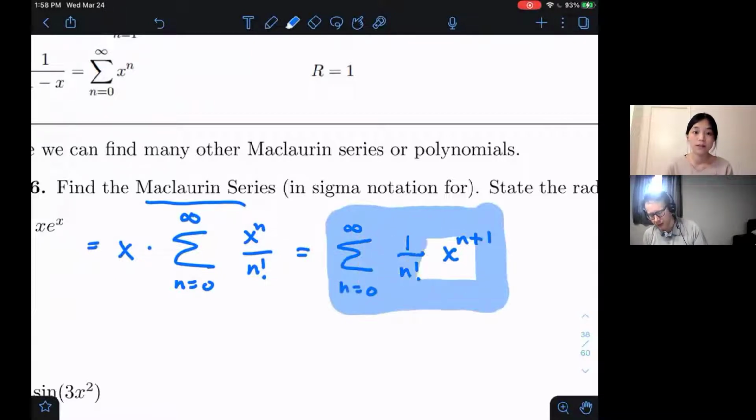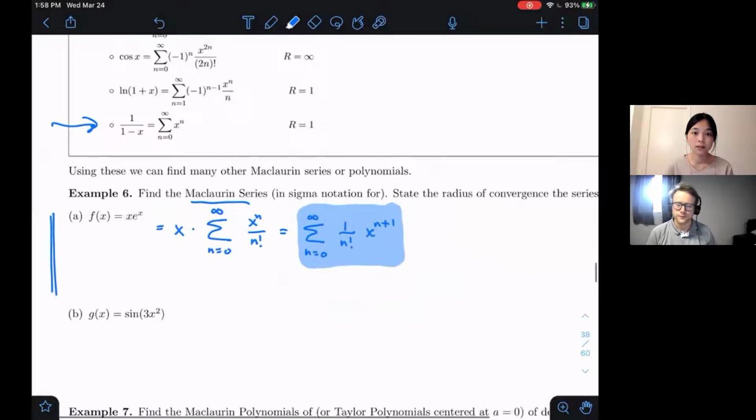Of course, if you have some reason why you need to figure out the coefficients in front of x to the n, you could re-index and get your x to the n's if you would like.